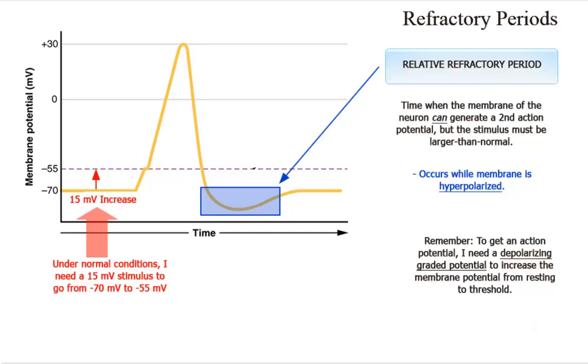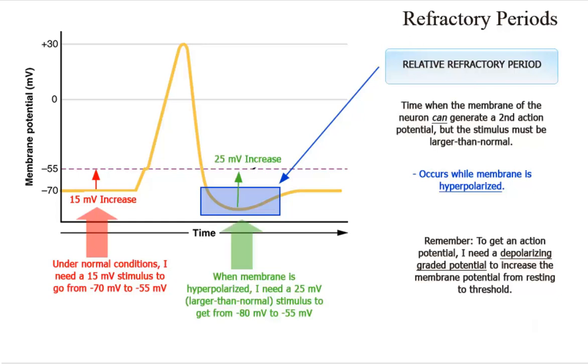When the membrane is hyperpolarized, as during the relative refractory period, I am farther away from threshold. So at this trough down here, at this little valley, I'm at negative 80 millivolts. I still have to get to negative 55 in order to open voltage-gated sodium channels, but now I need a stimulus that is 25 millivolts in order to let me make that large of a change so that I can hit threshold. So that is why we call this the relative refractory period.